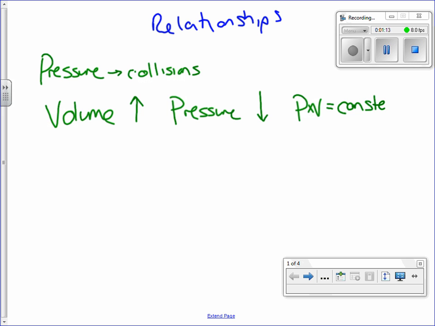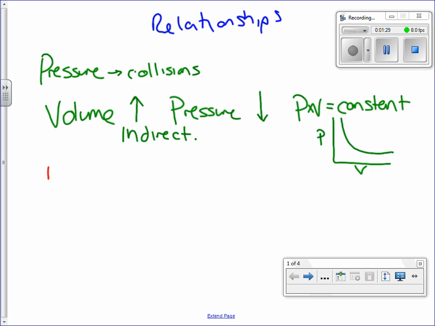That's a hyperbola. So what that looks like is this: pressure versus volume, like our Boyle's Law lab. It's a nice curve that shows the indirect relationship. So this is an indirect relationship. As one goes up, the other goes down.